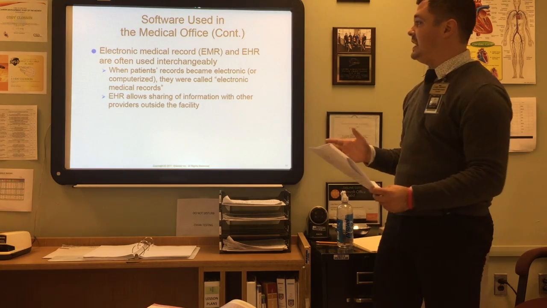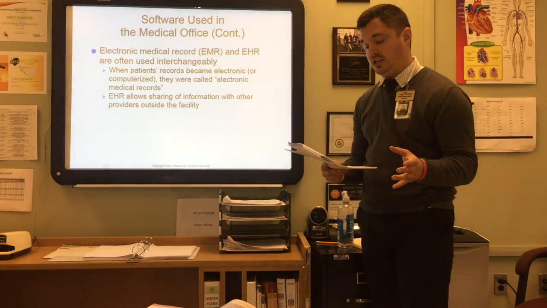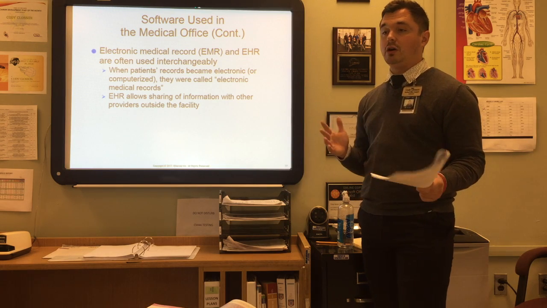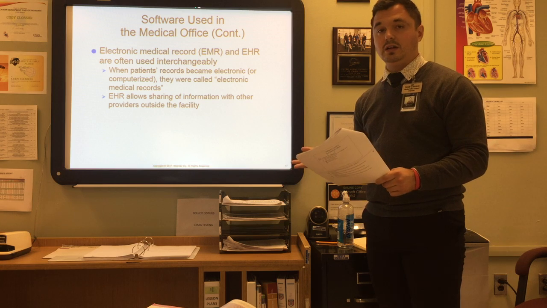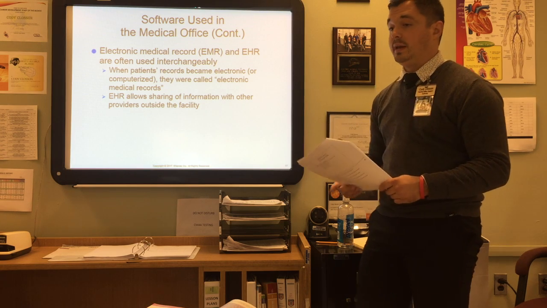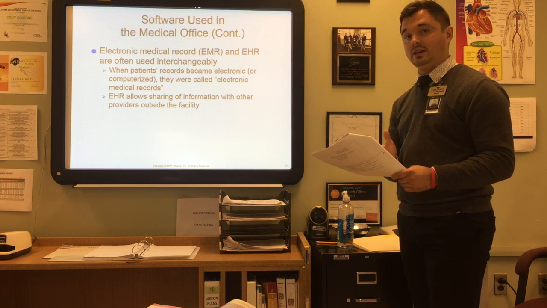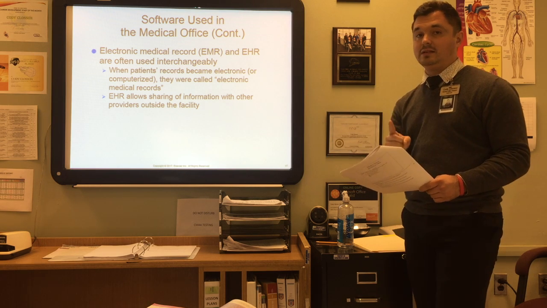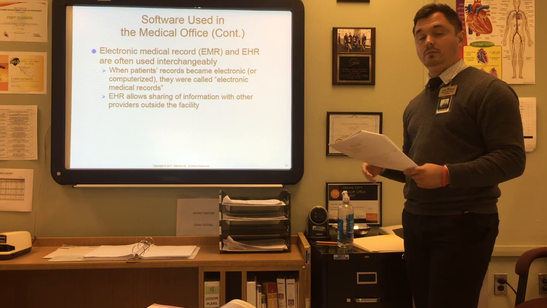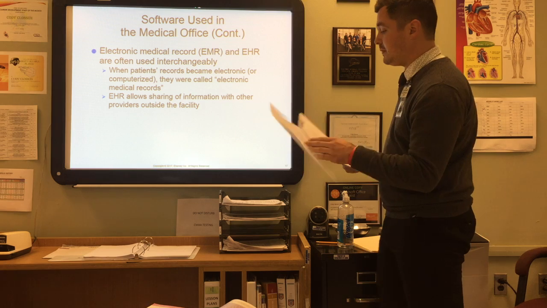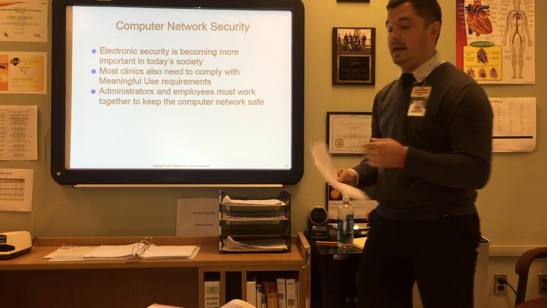So EMRs and EHRs are often used interchangeably. When patients' records became electronic or computerized, they were called electronic medical records. Therefore, you got the EMR acronym. EHR allows sharing of information with providers at an outside facility. So EMR is within your facility, EHR is shared within multiple facilities. So I just told you the difference between EMR and EHR.